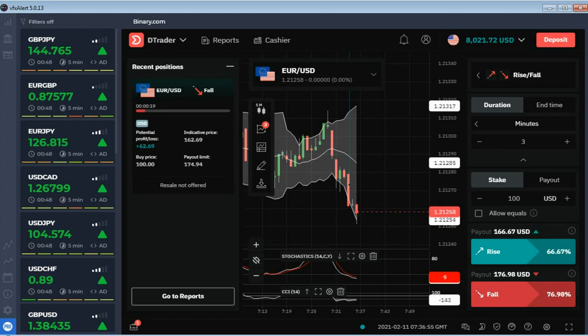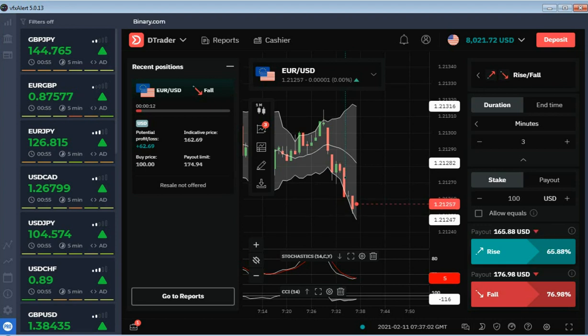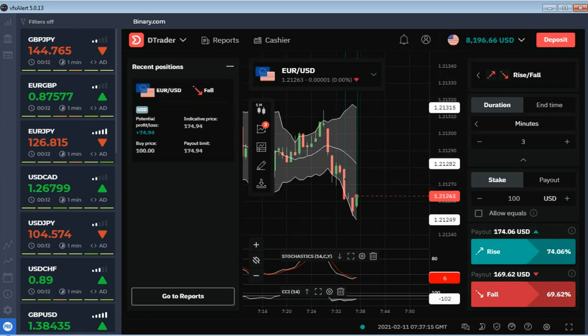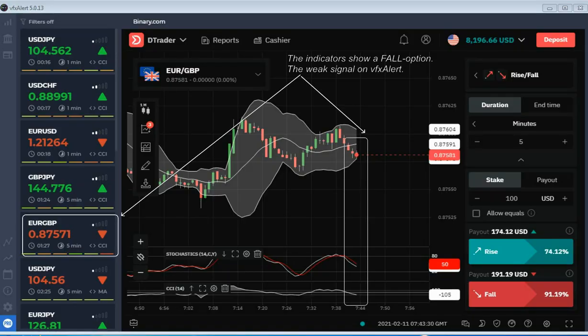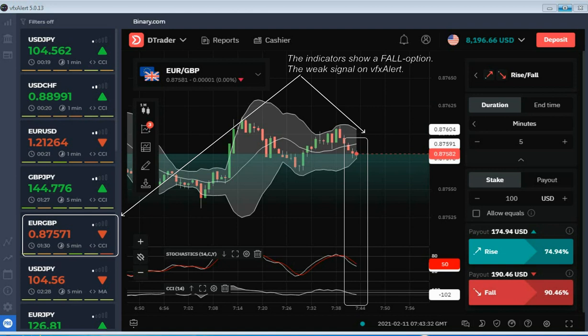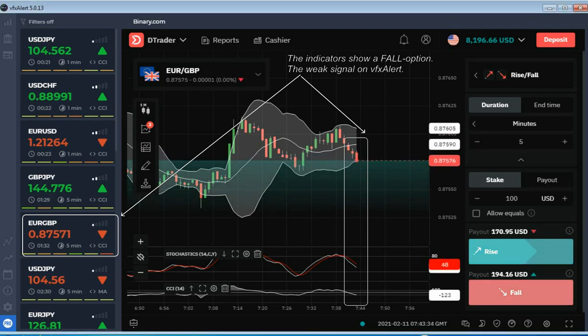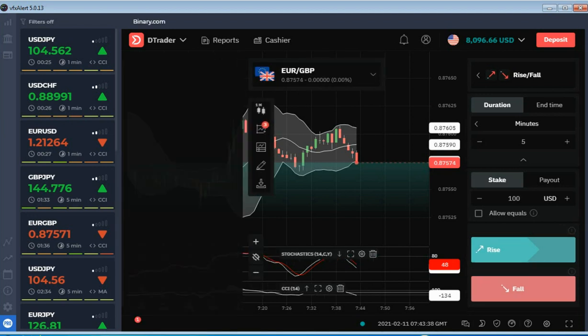Downtrend continues. The price is far from the opening level. The option is in profit, waiting for expiration. The second option is a plus again. A difficult signal for the euro-pound, although indicators and VFX alert give confirmation. Trying to open the next fall option.